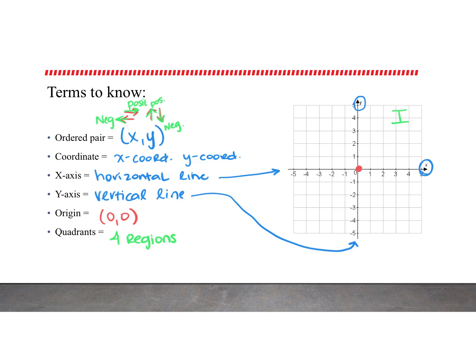Then we go counterclockwise. So this area is the Roman numeral 2. Then underneath that is the Roman numeral 3. And then the last area is the 4. It looks like an I and then a V. So again, it's 1, 2, 3, and 4. They are commonly written as Roman numerals.